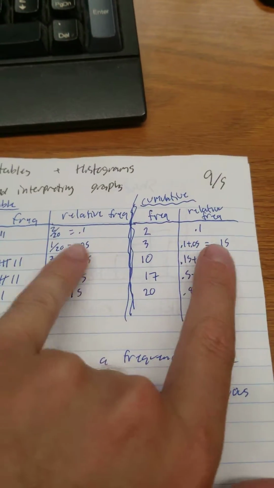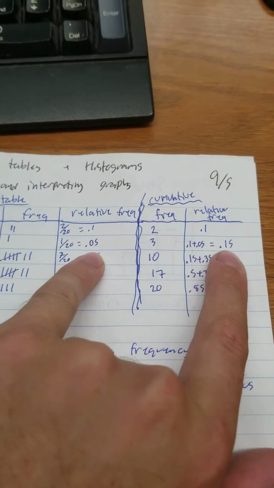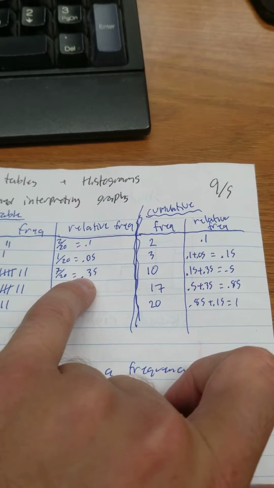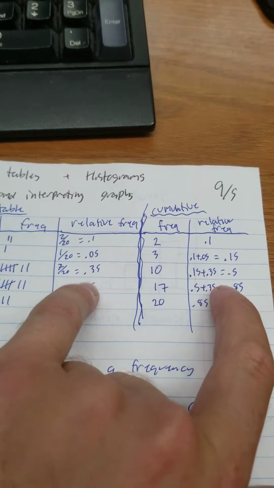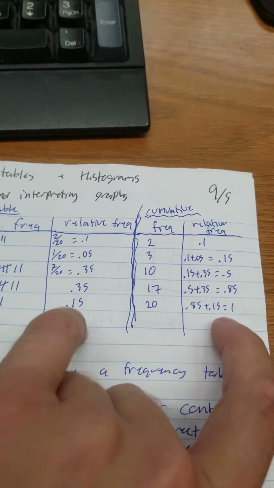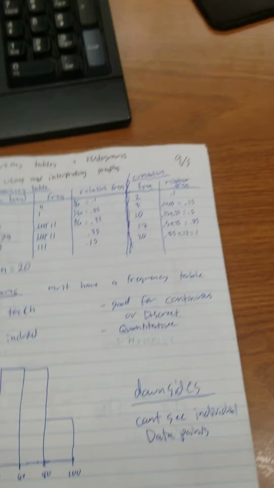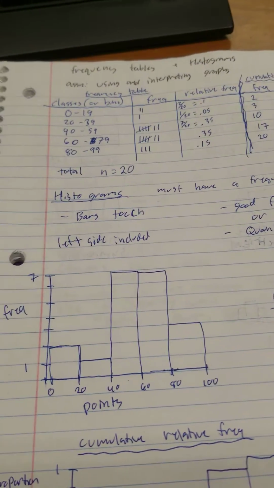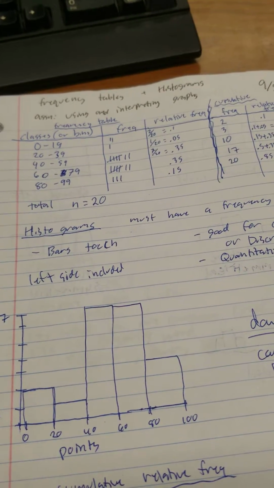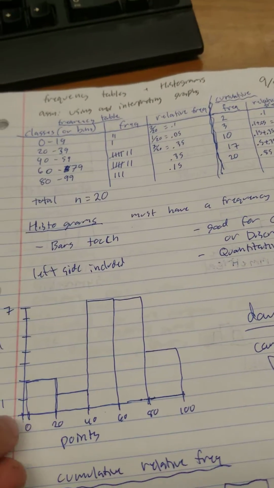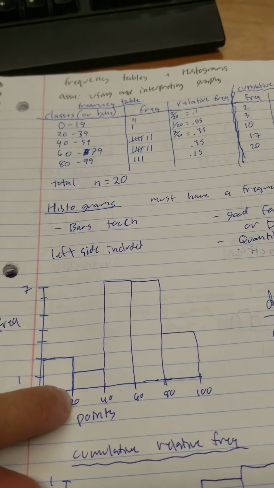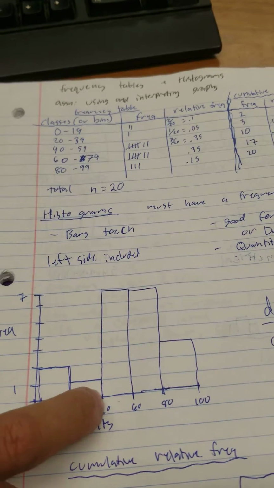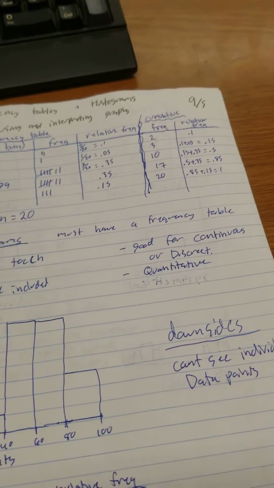So it starts off 0.1, but the next one, 0.15, that's because the 0.1 and the 0.05 got added together. Then the 0.35 gets added to that, and then the 0.35 gets added to that, and we end up with 1. To do a histogram, you must have a frequency table. The bars always touch. The left side is included, and the right side is not included. So our category went 0 to 19, and then 20 is included on the next bar up to 39, and then 40 is included in the third bar, etc.